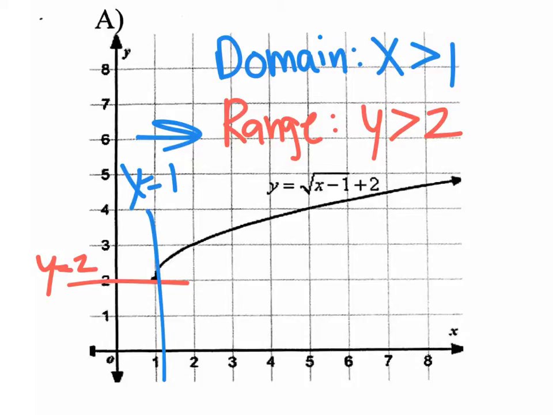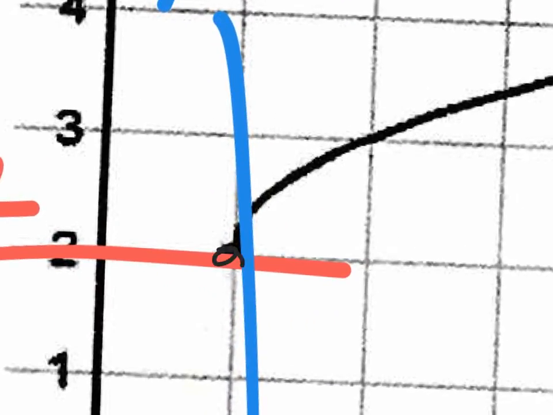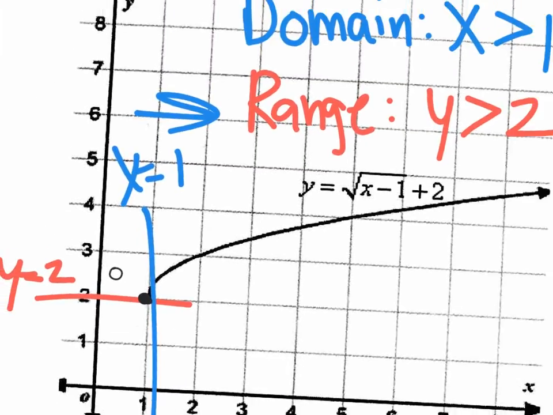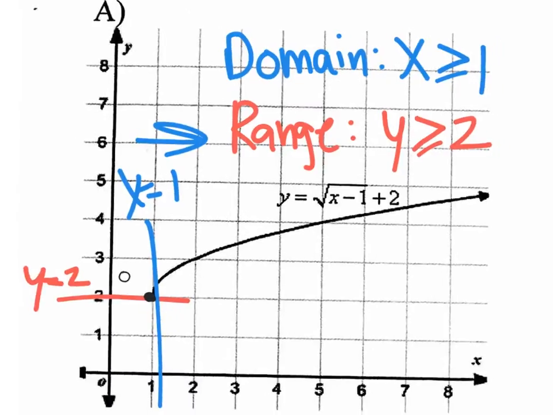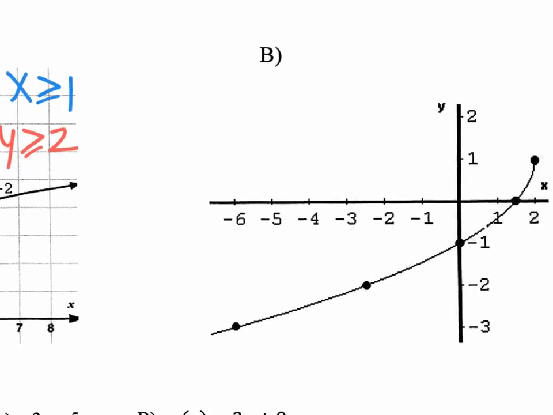And you know what? I did make a mistake. This dot right here is not an open dot. It's an actual solid dot. It's not an open dot. So because it's solid, it is including that value. So we have to go back to these inequalities and say x is greater than or equal to 1 and y is also greater than or equal to 2. Does that make sense? So there's going to be some multiple choice answers with domain and range like that also on the final.